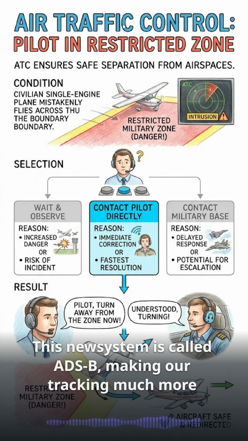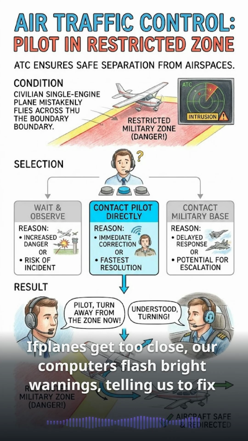Separation is our most important rule, keeping a safe bubble of empty space around the airplanes. Planes must stay at least 3 miles apart sideways, or 1,000 feet apart flying vertically. If planes get too close, our computers flash bright warnings, telling us to fix it quickly. We quickly tell the pilot to turn, climb, or descend to avoid a dangerous mid-air crash.